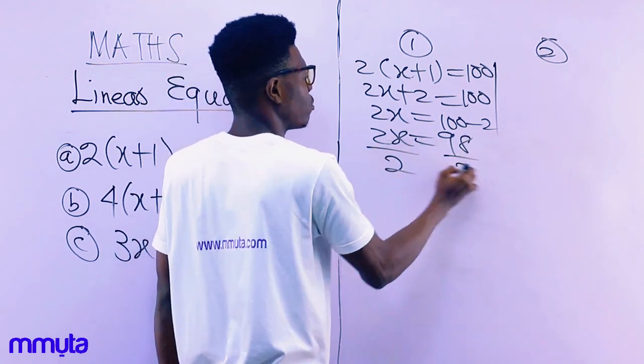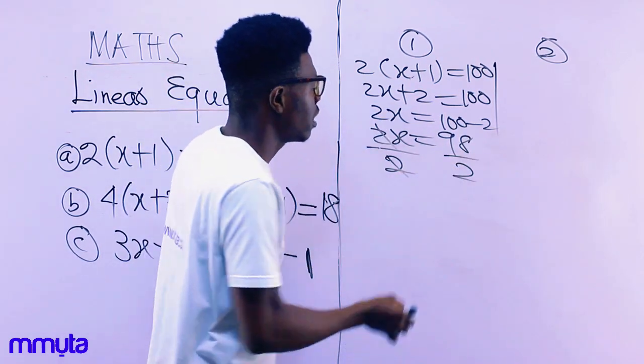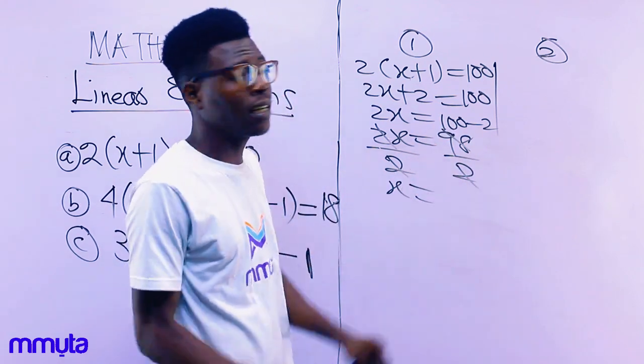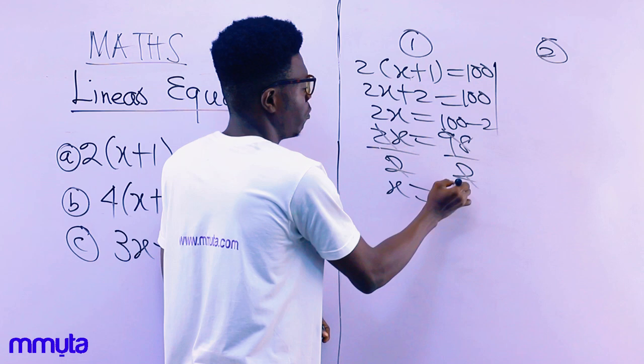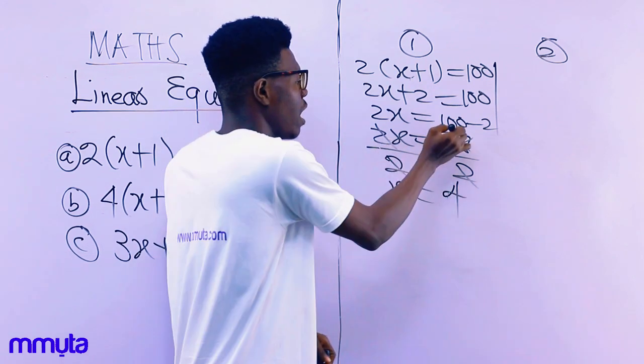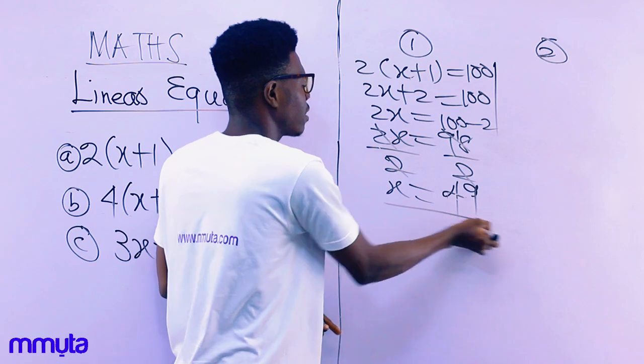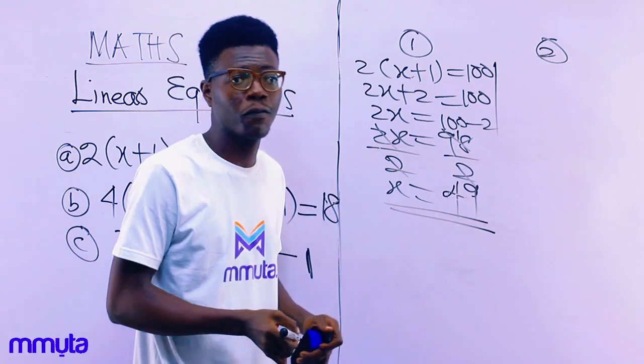Divide both sides by 2. We cancel this, and then 2 into 2, we have x. 2 divided into 9 is going to give us 4 remainder 1. We have 4. Carry the remainder and put here. We have 2 divided into 18, which is going to give us 9. That makes the value of x equal to 49.